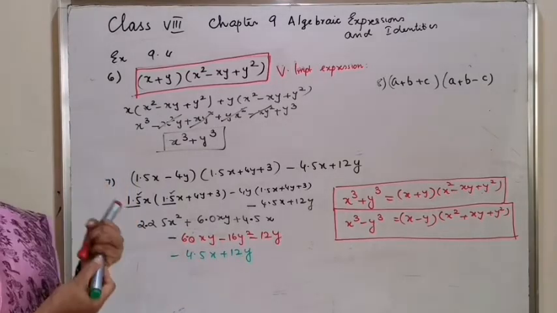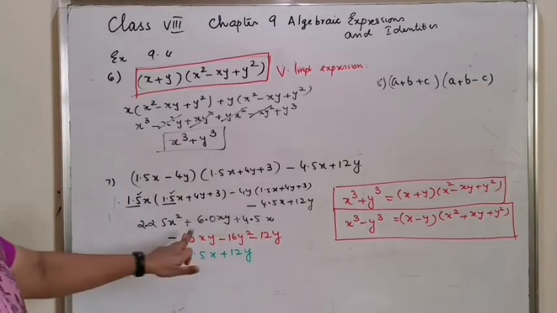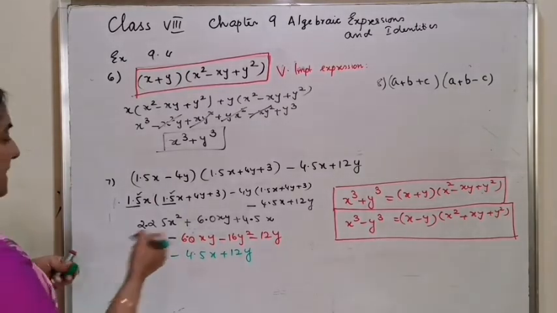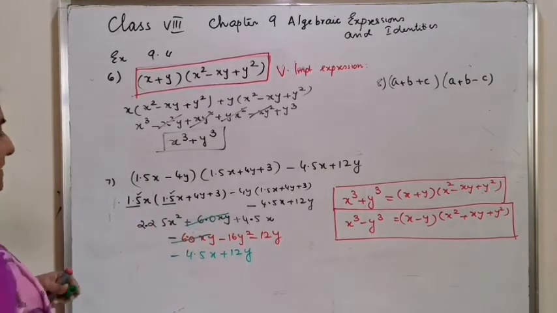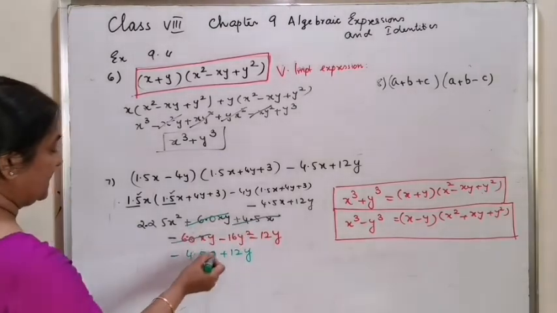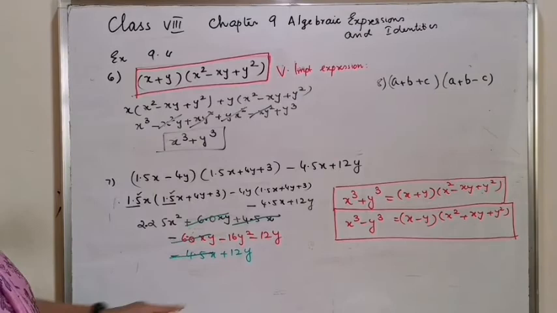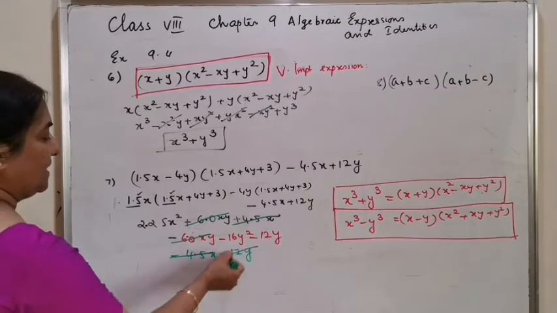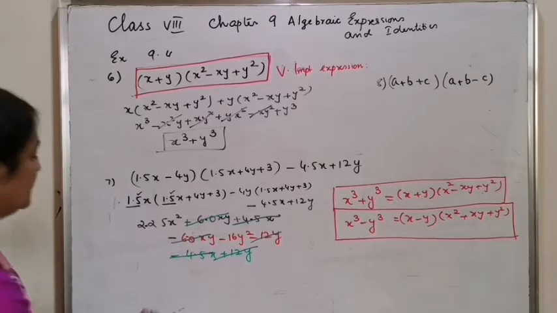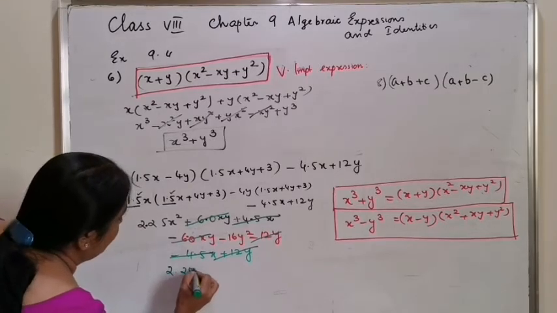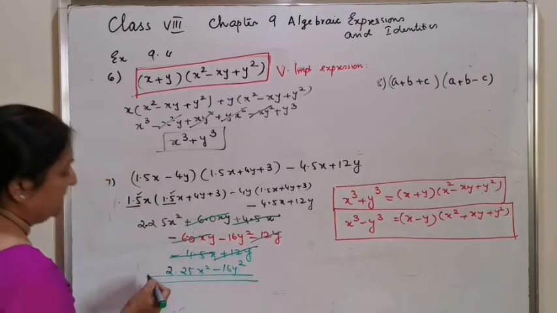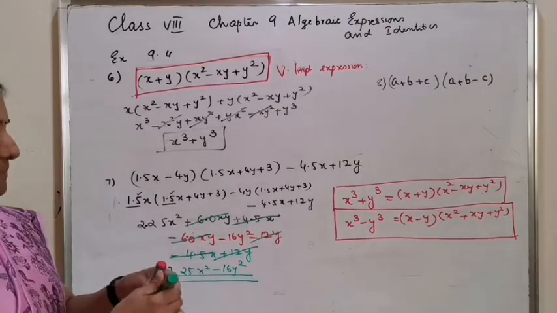See which are all the terms getting cancelled. Positive 6xy, negative 6xy getting cancelled. Then positive 4.5x, negative 4.5x getting cancelled. Then plus 12y, minus 12y is getting cancelled. So what is the final answer? Final answer is 2.25x square minus 16y square. That is the final answer.